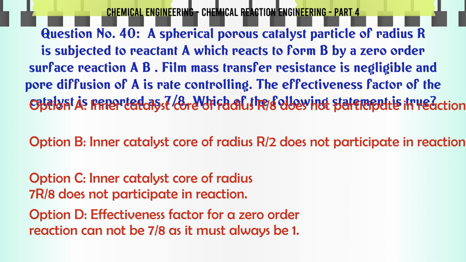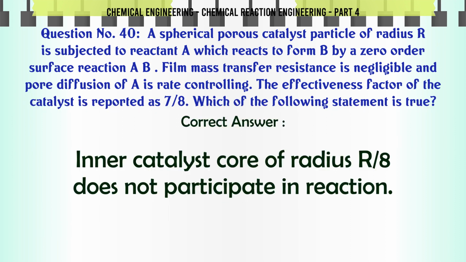A. Inner catalyst core of radius R/8 does not participate in reaction. B. Inner catalyst core of radius R/2 does not participate in reaction. C. Inner catalyst core of radius 7R/8 does not participate in reaction. D. Effectiveness factor for a zero-order reaction cannot be 7/8 as it must always be 1. The correct answer is inner catalyst core of radius R/8 does not participate in reaction.